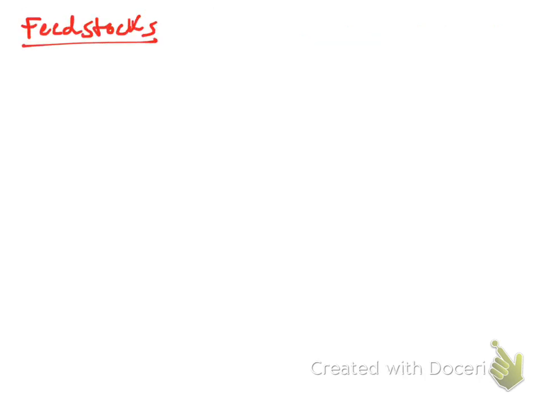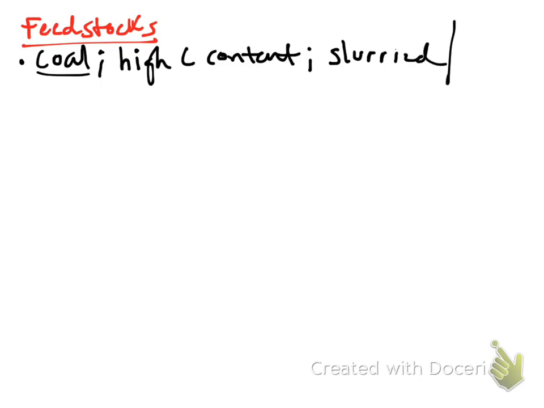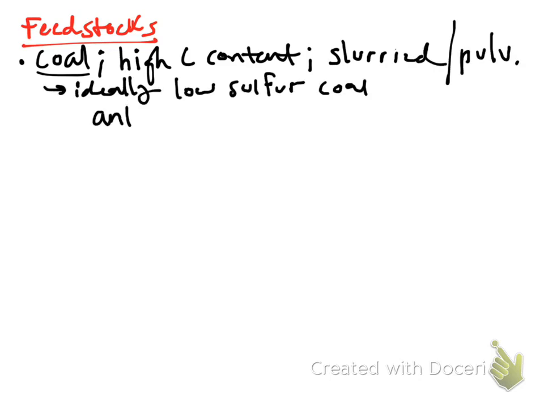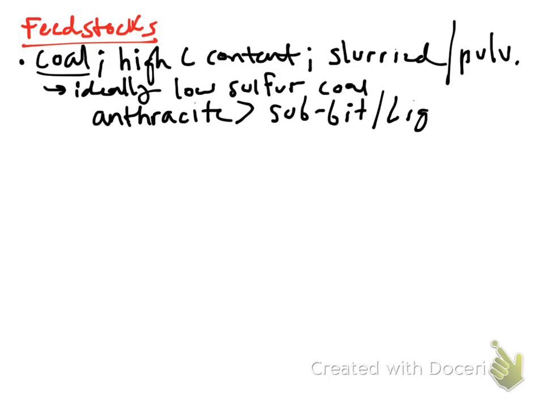All right, let's take a little look at feedstocks. So as I was saying before, coal is a popular feedstock for gasifiers because it's got a high carbon content. It's easily slurried and pulverized. And because of that, and because of its abundance, especially in the United States and also China, coal is a great feedstock to produce syngas.